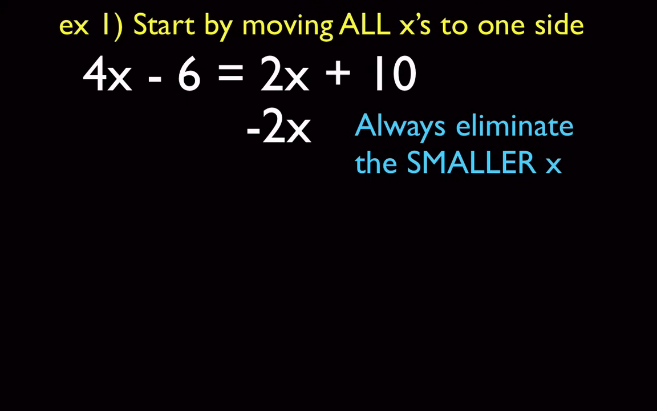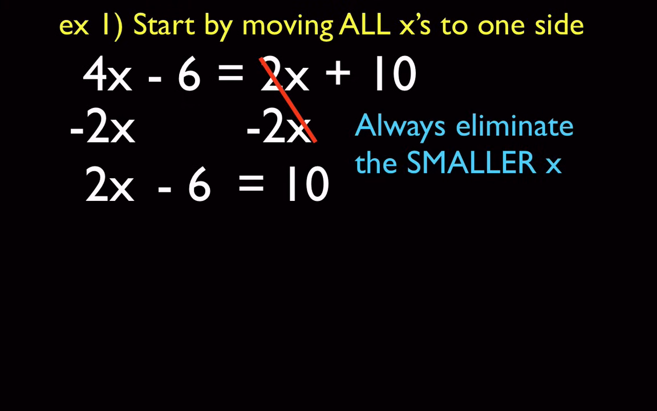So what we're going to do is add 2x to both sides. Okay, and the reason I'm doing that is because 2x is smaller. So think similarly to how we solve a two-step equation. After I do that, I'm going to end up with 2x on the left side, because 4 minus 2 is 2. I'm going to end up with negative 6, because I haven't added anything to that yet. Those are going to cancel, and that positive 10 is just going to come down.